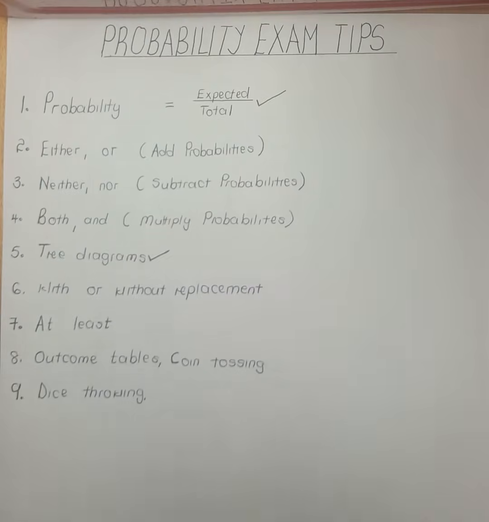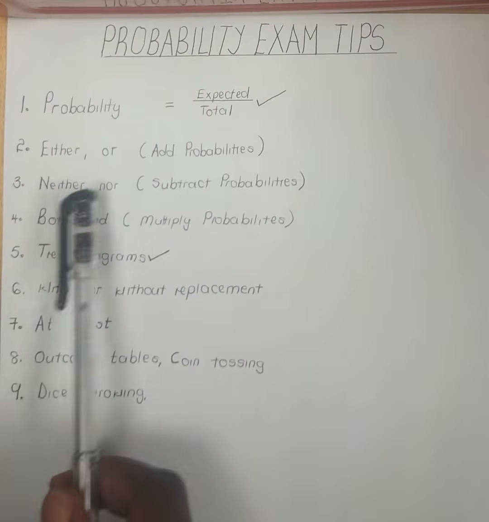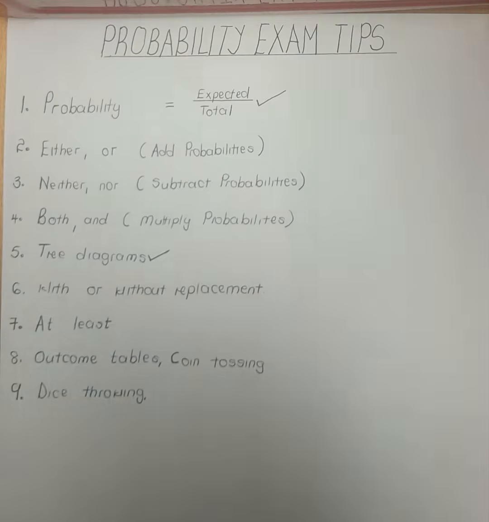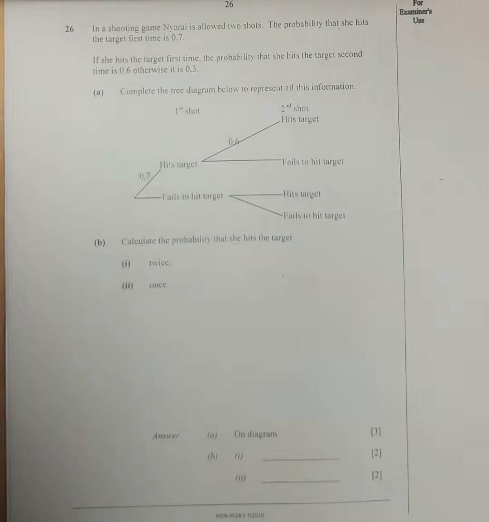Now that you can complete the tree diagrams, it is very important to know how to use the tree diagram to answer the following questions. On this objective, we are going to cover this concept: either or, neither nor, both, and at least. We are going to extract our question from November 2010. In November 2010, the question on probability was on number 26, carrying 7 marks.